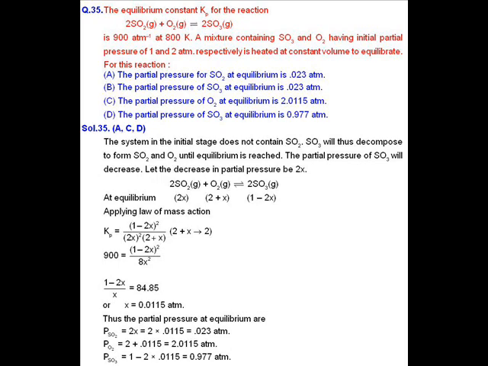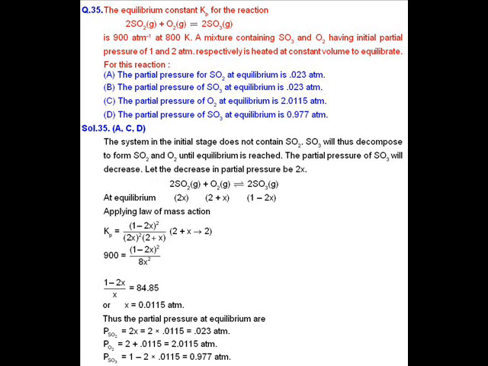We will start with writing down the given reaction. Now suppose there is a decrease in partial pressure of SO3 and the decrease is 2x. So the partial pressure of SO3 will be 1 minus 2x. Partial pressure of oxygen will be 2 plus x, and the partial pressure of SO2, which is formed due to decomposition of SO3, is 2x. Now we will apply the law of mass action.